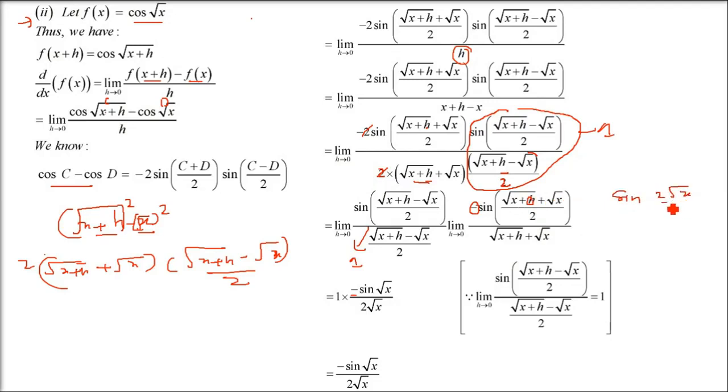Now h is 0, now applying the limit. So 2 under root x, here h will be 0, so it is twice √x. This is already done. √x and √x is twice √x, that is 2√x. The negative is already there. This is the final term.